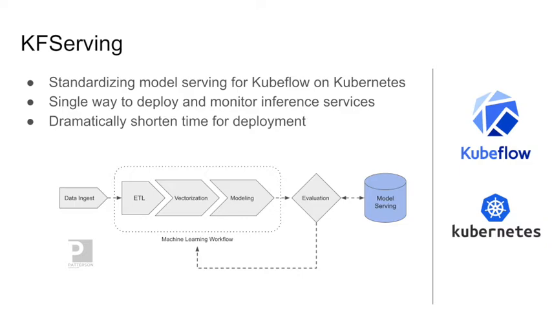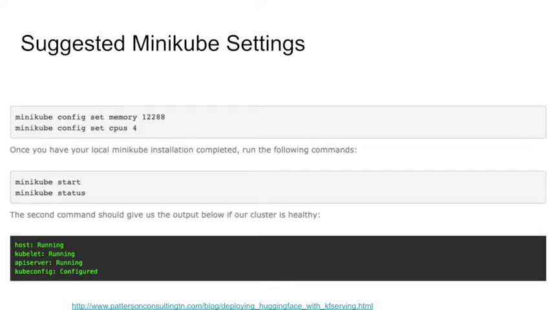KFServing is installed with the base Kubeflow 1.0 install, or you can try it out with a standalone installer on your local machine, as we'll see later in this video tutorial. We're assuming you have a working KFServing install with Kubeflow 1.0 or later. However, if you just want to install the standalone KFServing component, you can check out our blog post linked at the bottom of the screen. It quickly gets you going with a Kubeflow cluster.